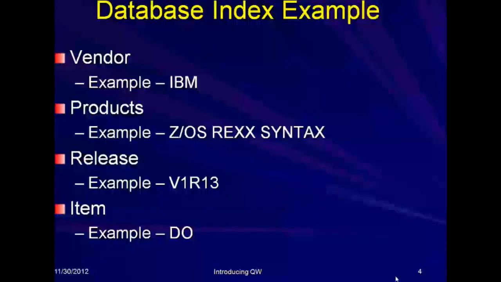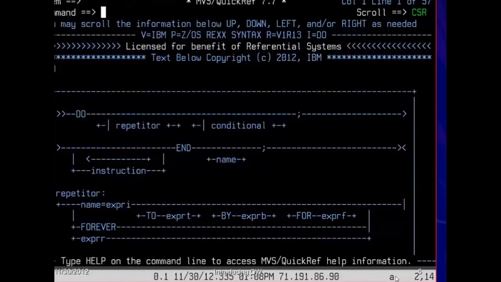Let's take a look at an example. We might have the vendor of IBM. We might have the product of z/OS REXX syntax. Release V1 R13, which is the current release of the REXX syntax. And we might want to look at item DO, which is the syntax for the DO statement. Let's see what it would look like. If you look in the upper right-hand corner, you'll see it says column 1, line 1 of 57. That means that this is the first 24 lines of the DO statement of a total of 57. So you'll have to scroll.